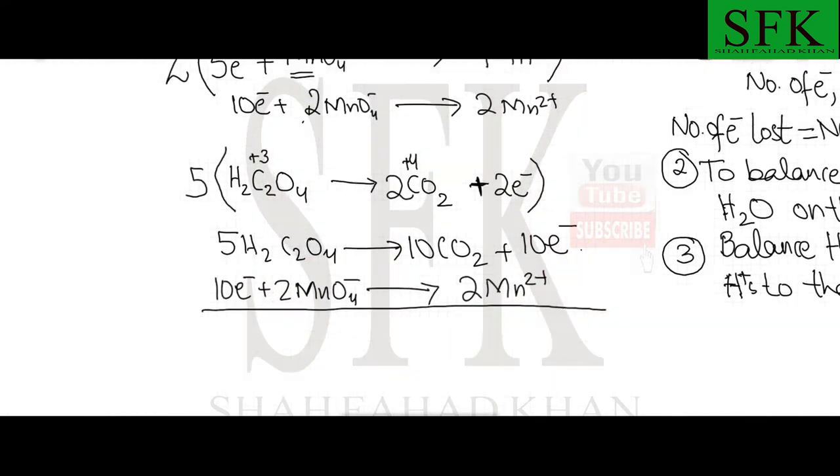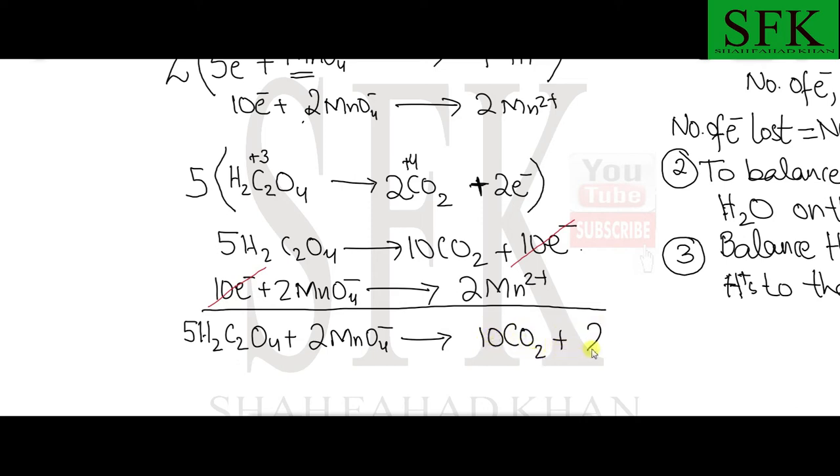So basically, this 10 electrons and the 10 electrons get cancelled out, and then the equation that we form is 5H2C2O4 plus 2 manganate forms 10 CO2 and 2 manganese. Okay, so the first step is cleared.